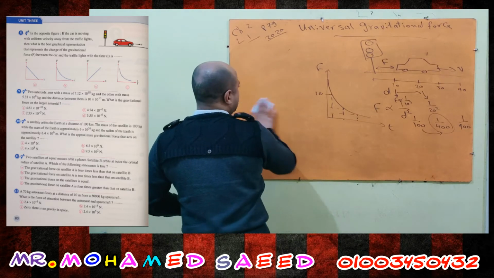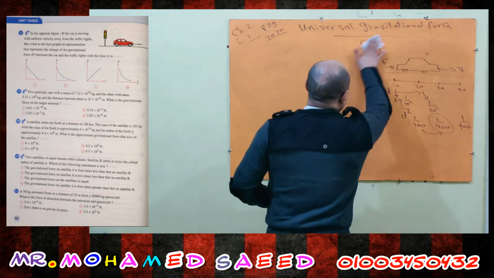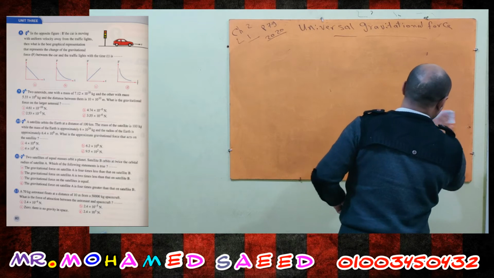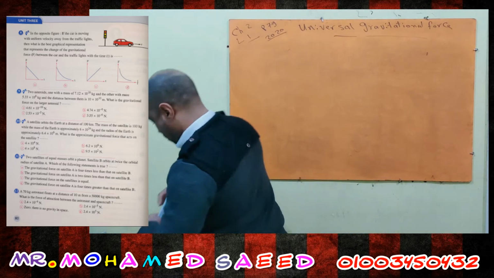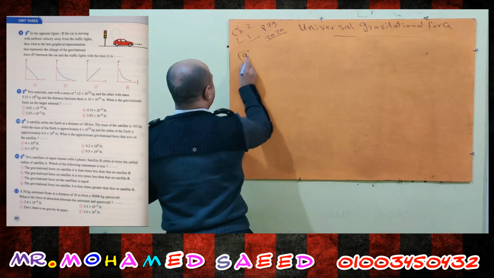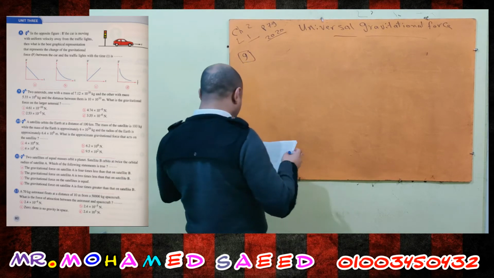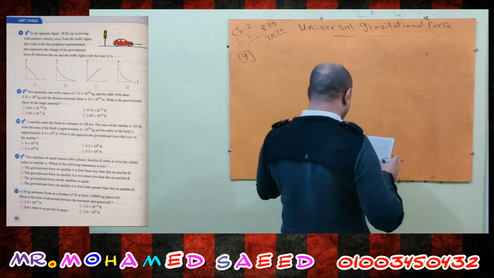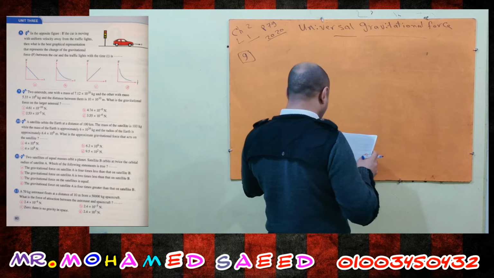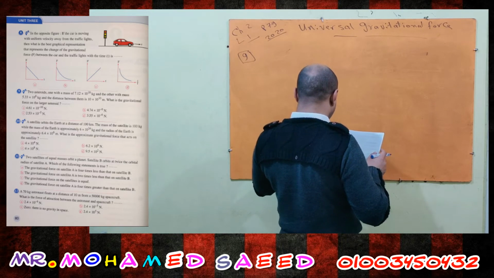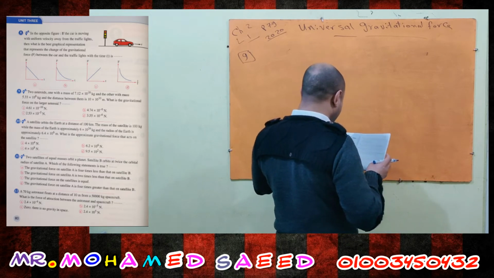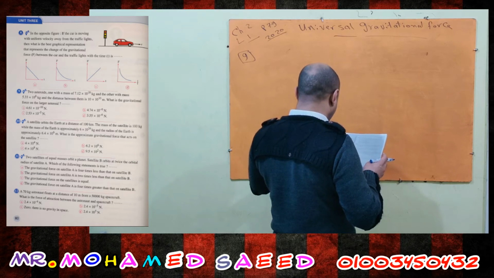So the next question, question number 9. Two asteroids, one with a mass of 7.12 times 10 to the power 18 kilograms, and the other with a mass of 5.33 times 10 to the power 8 kilograms. And the distance between them is 10 times 10 to the power 10. What is the gravitational force on the larger asteroid?